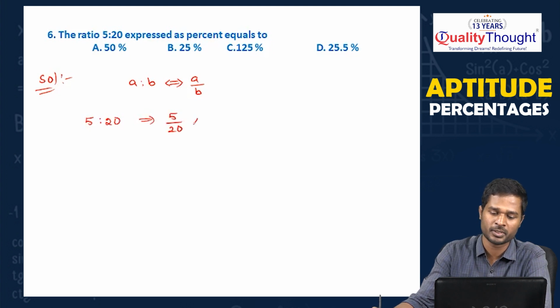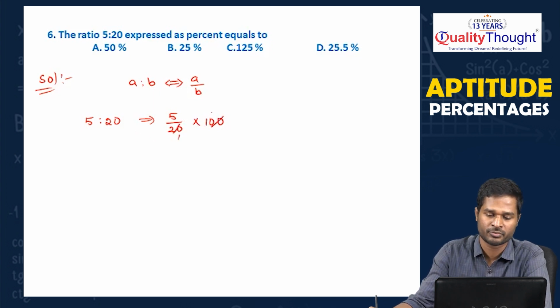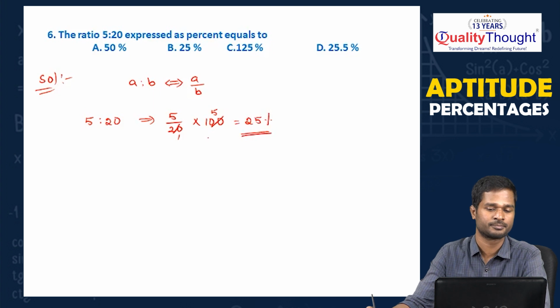So, converting into percentage, just now we have seen, converting anything into percentage, multiply with 100. So, 20 ones are 20, 5 fives are 25 percentage. That is your answer. Okay.